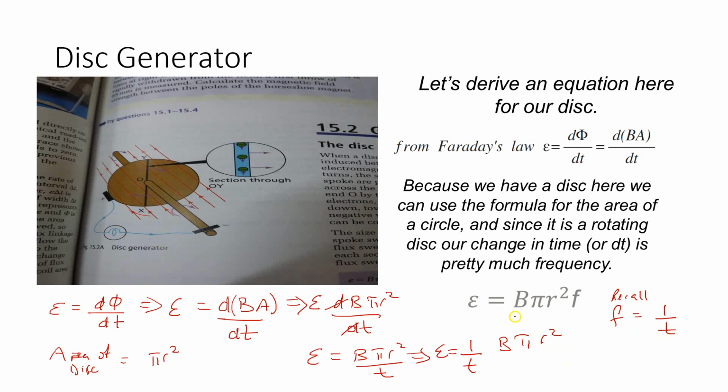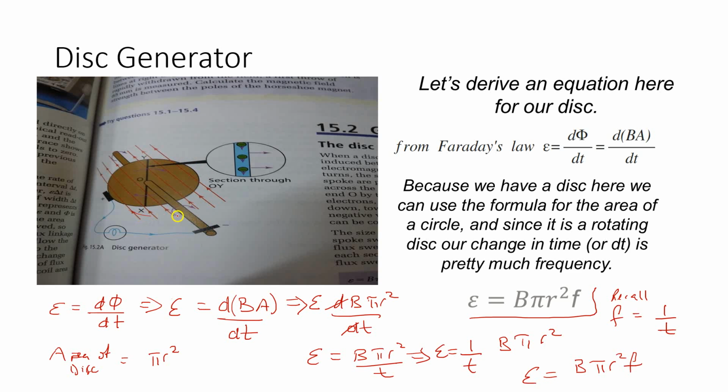So we can now see that if we wanted to find the EMF that is ultimately induced in a disk, then EMF E is equal to the magnetic flux, well, not the magnetic flux density, right, times pi r squared times F. So this is what you would do whenever you have a disk rotating in between a magnetic field, right?